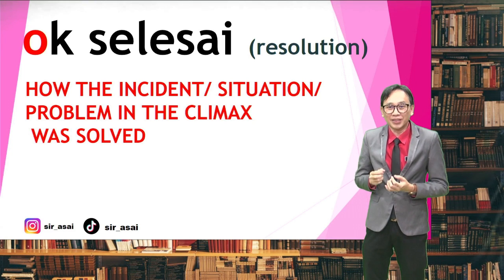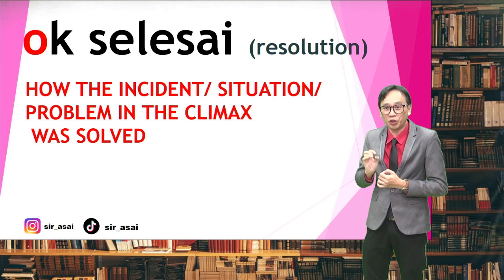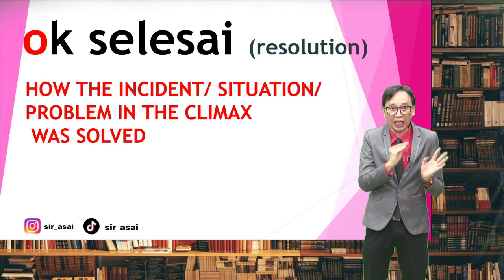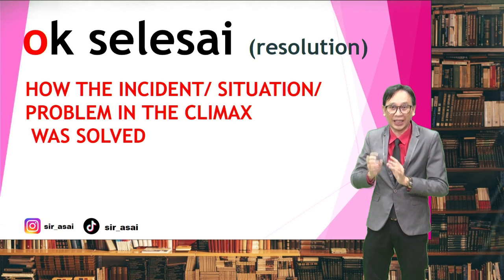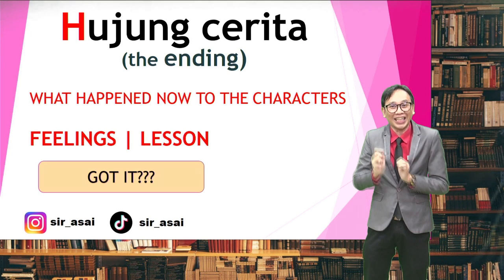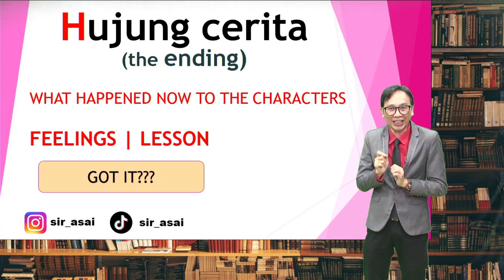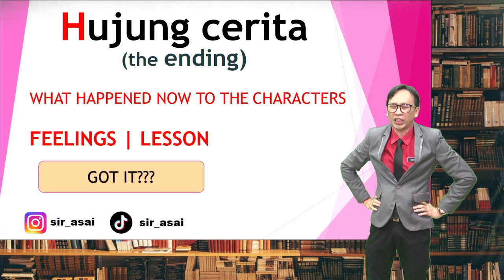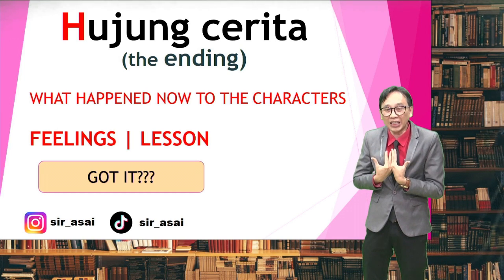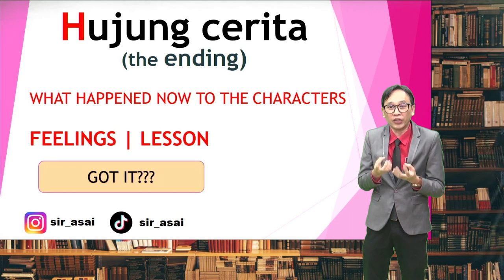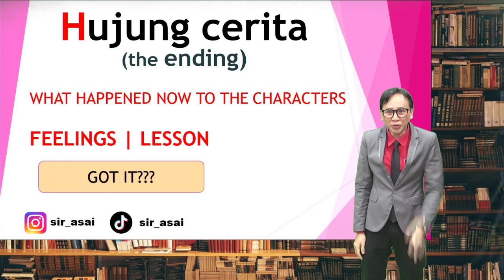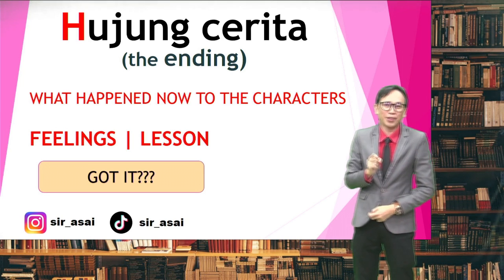The next one is okay, selesai, which means resolution. This one focuses on how the incident or the situation or the problem that the characters faced in the climax was solved. So how they are settled. And the last one is H for hujung cerita. This means the ending of the story. You just write what happened now to the characters. What are their feelings? And what lessons did they learn based on the incidents that they experienced? Got it? Do you understand? What? You still don't understand? Okay then, let's practice this one.